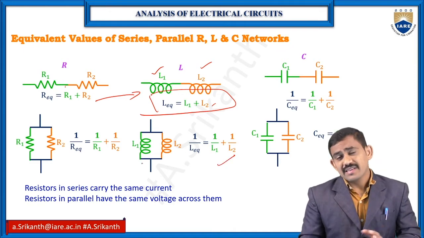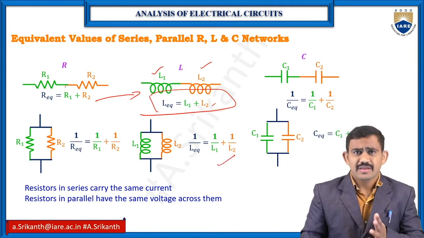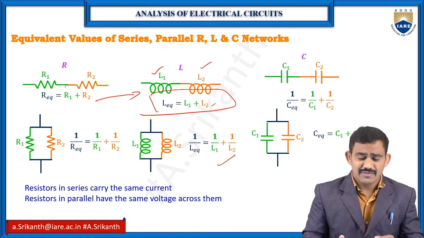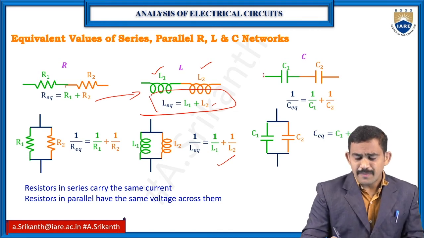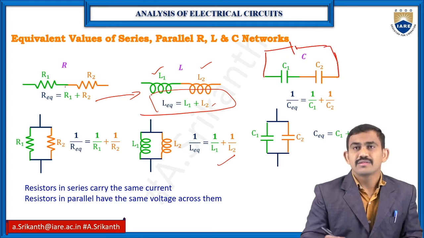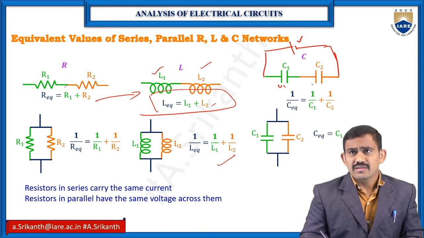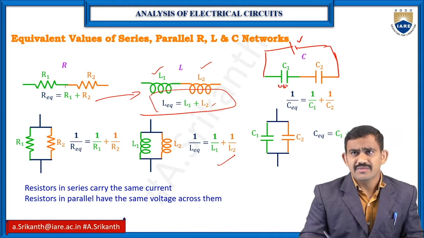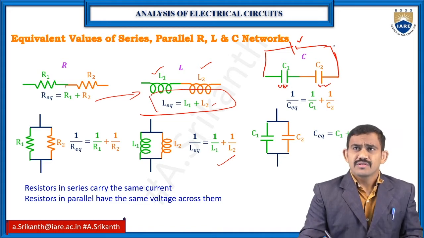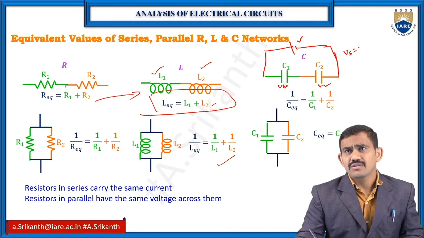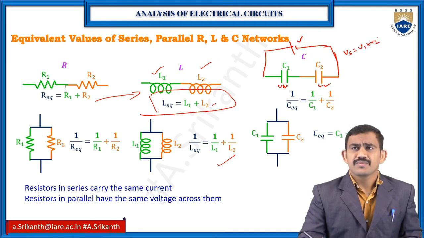Coming to capacitor, it's reverse. Why is it reverse? Suppose I want to apply some voltage here. The voltages across the capacitors are VC1 and VC2, or you can call them V1 and V2. So Vs equal to V1 plus V2.